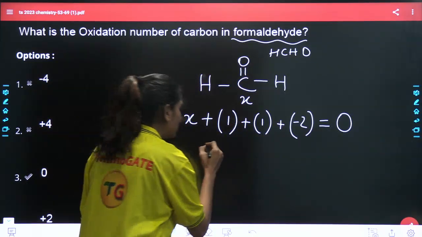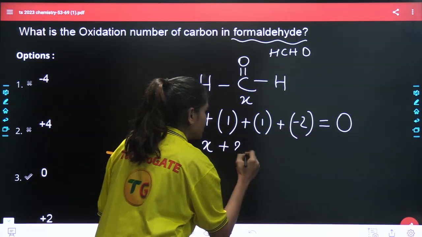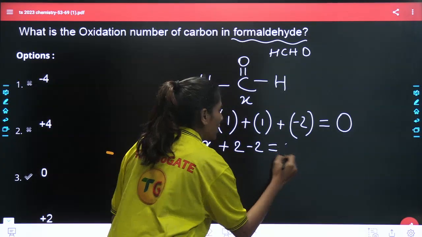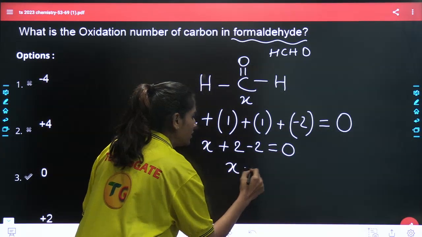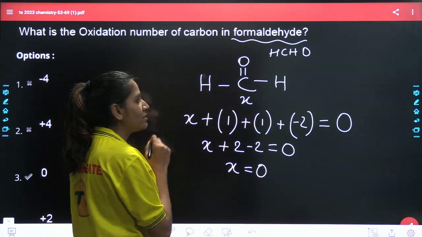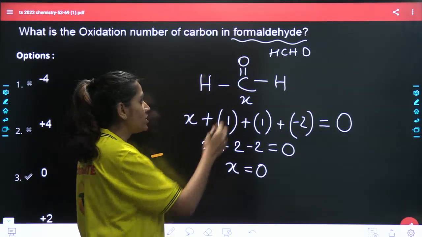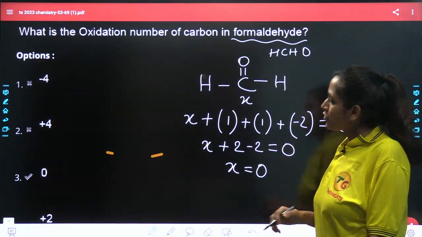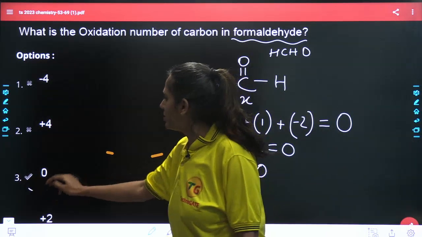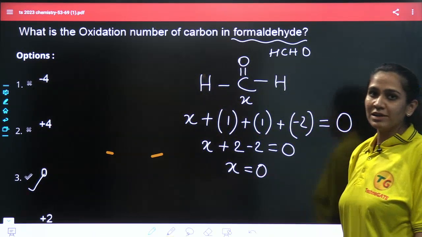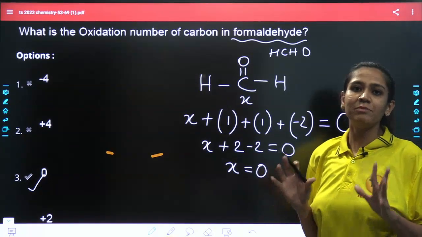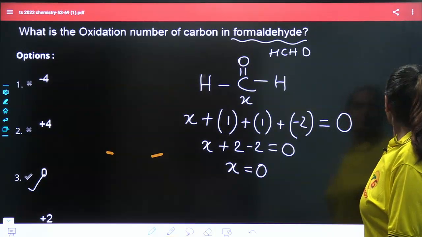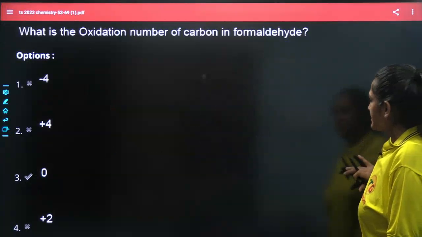Okay. From here, when we solve it, our value would come out to be 0. So the correct answer is 0. The oxidation state of carbon in formaldehyde molecule is what? 0. So our correct option would be option number 3, 0. Clear? Very easy. Again, basic question. Okay? Now, next question.